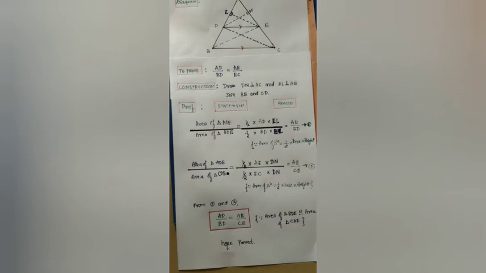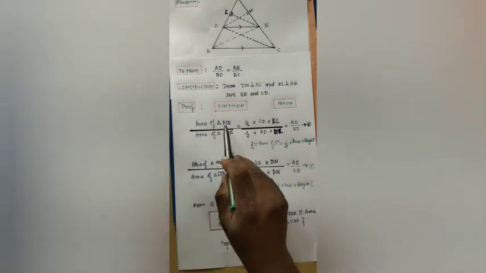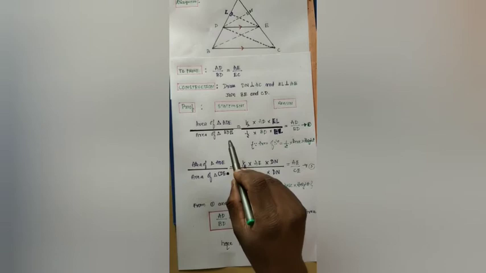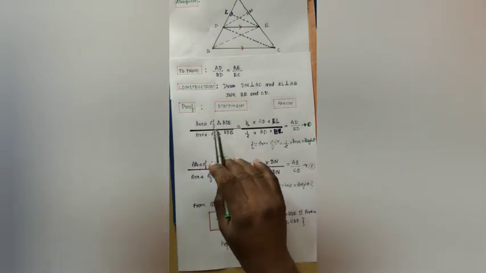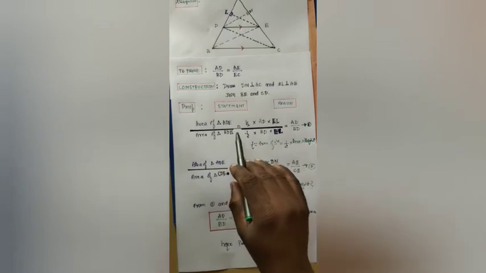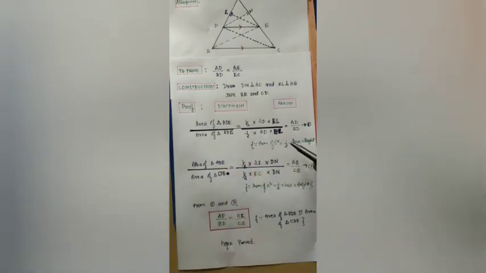Under proof we have statement and reason. Under statement, the area of triangle ADE is proportional to the area of triangle BDE. We know that the area of a triangle is half into base into height.